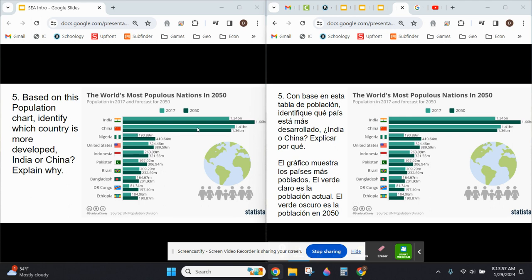And this one, I'd say China is more developed because their population is not going to expand. And they're further along in their development stages than India, who's a little behind. Their population is still growing very rapidly.